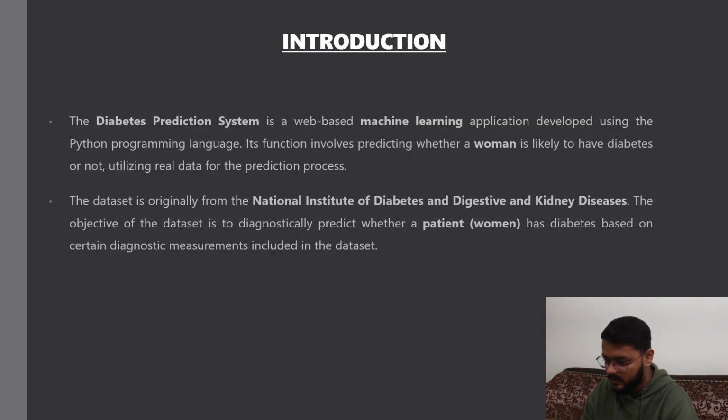So within the introduction, as I've already told you guys, this is a web-based machine learning application built using Python, and basically the main purpose of this project is to predict whether a patient, that is a woman, has diabetes or not based on some features, or should I say based on some conditions. It will predict whether a patient has diabetes or not. And the data set I've used in this project is taken from the National Institute of Diabetes and Digestive and Kidney Diseases, so it's real data.